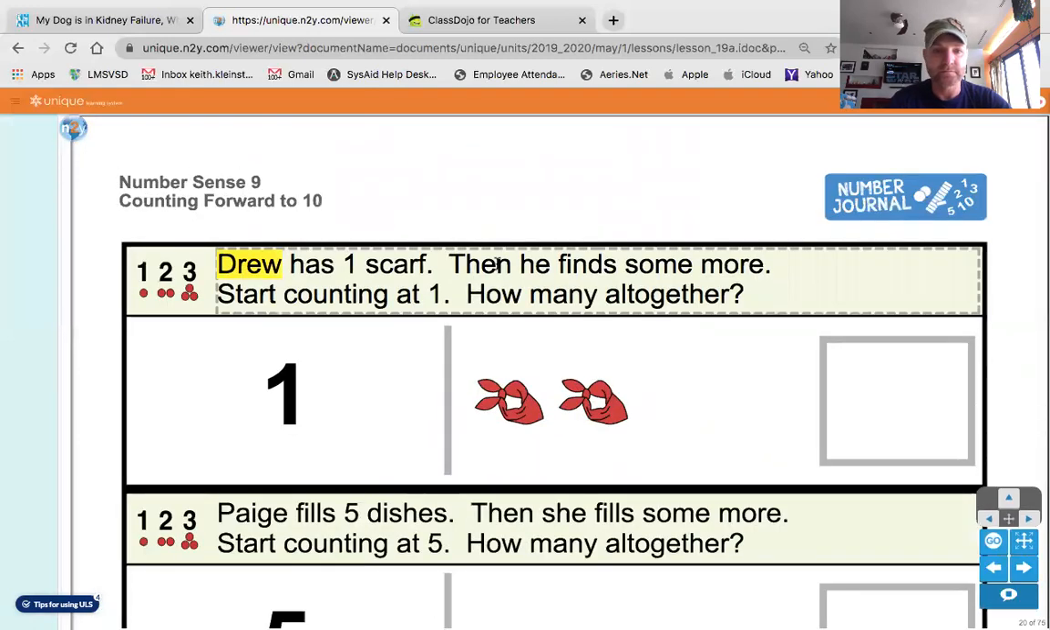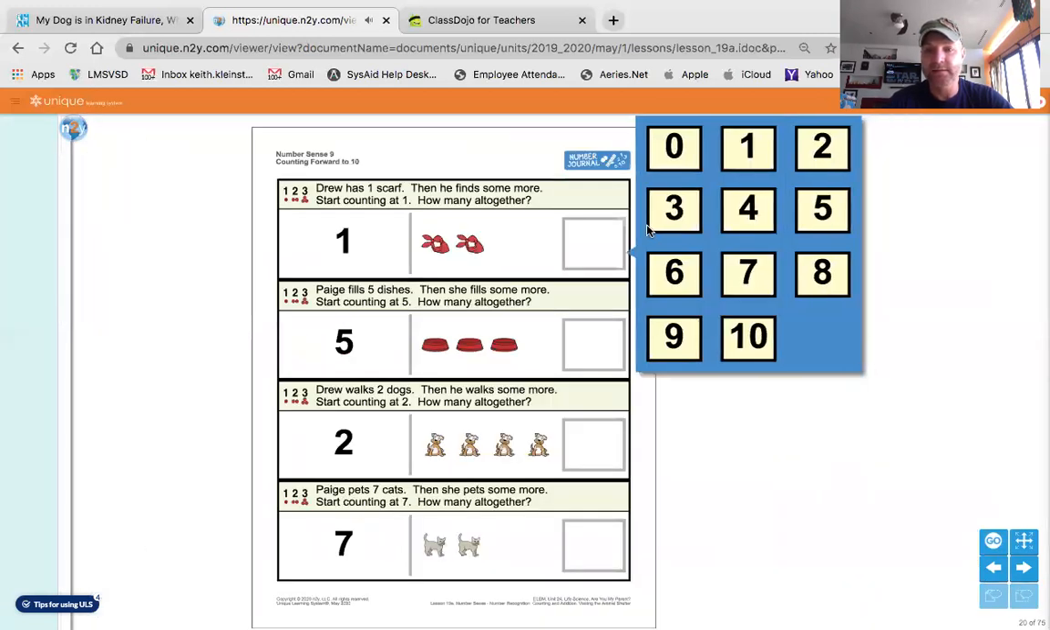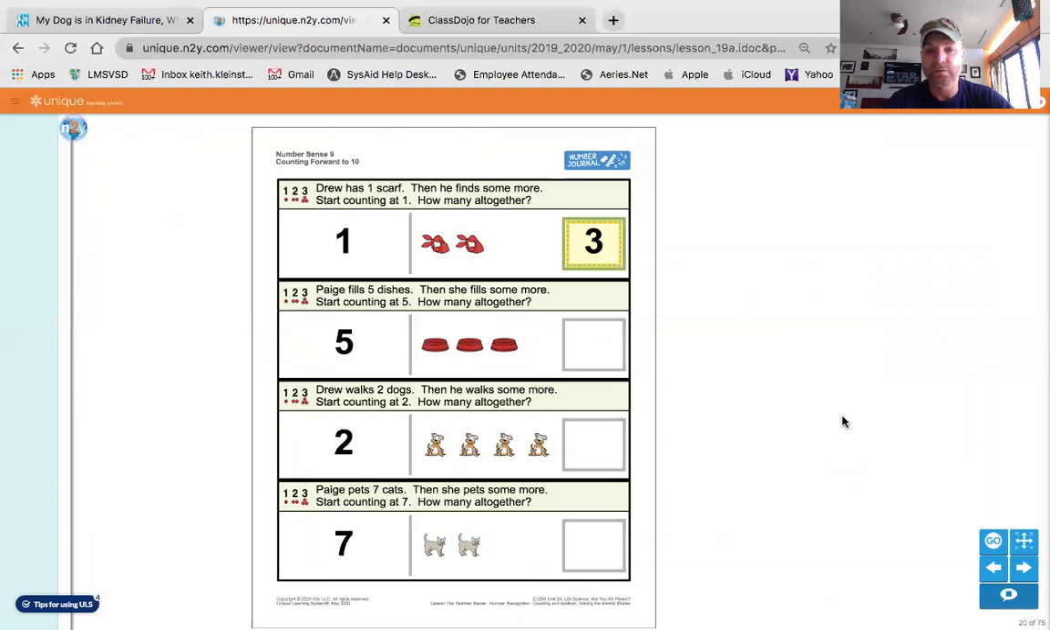Okay. Drew has 1 scarf. Then he finds some more. Start counting at 1. How many altogether? So we're going to count on. That's a strategy. So we got 1, 2, 3. So we're going to say he has 3.